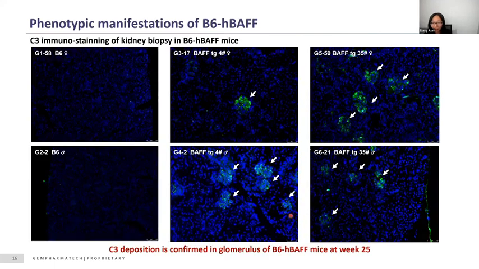We also found increased staining of C3 immunocomplex in the immunofluorescence studies. We found intensive C3-positive staining in the BAFF TG mice, as shown in this data.